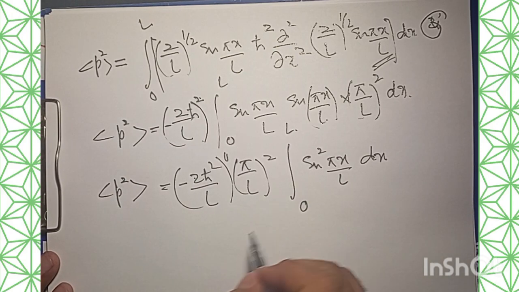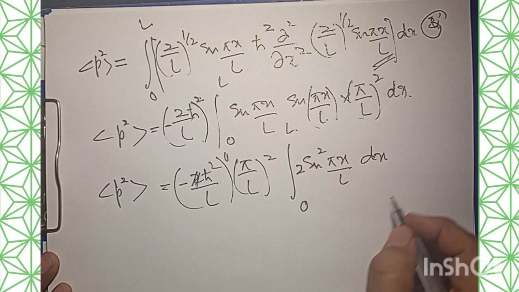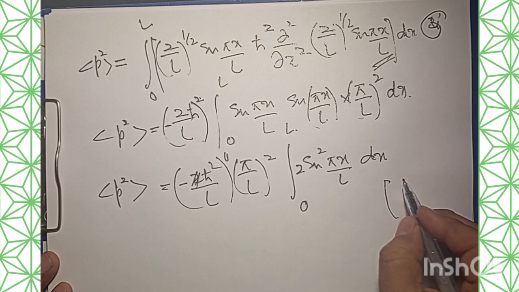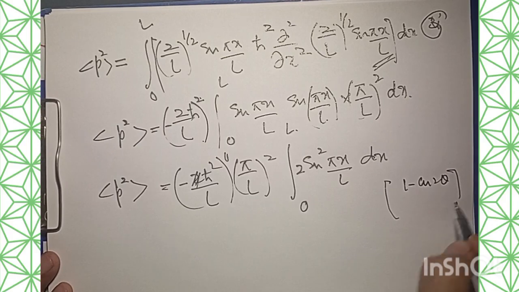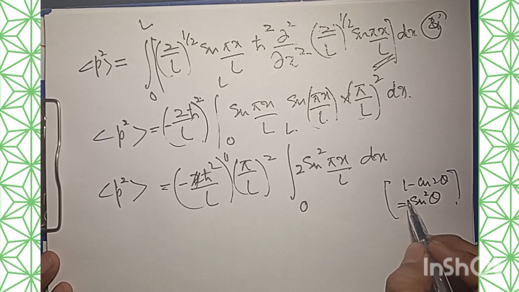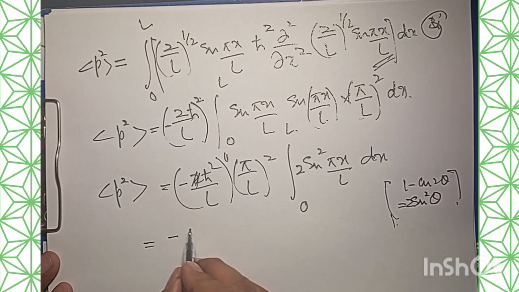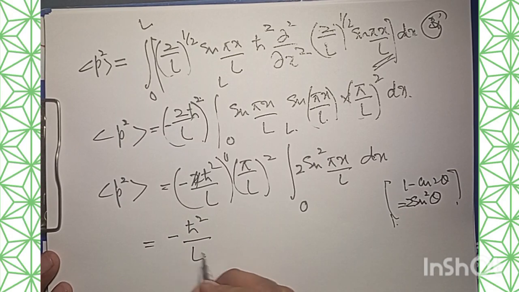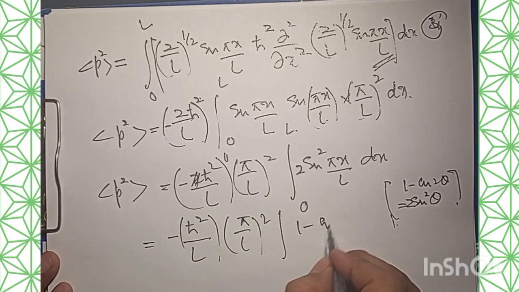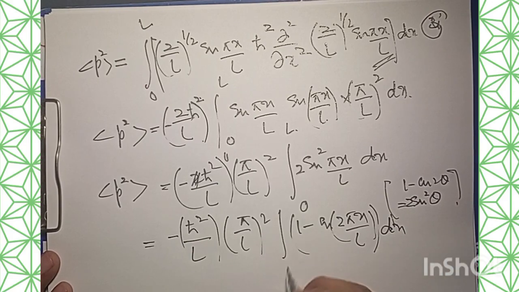I would like to take this 2 inside, so what I'll have is twice sine square theta dx. Here I can use the formula: twice sine square theta is simply 1 minus cos 2 theta. So instead of this 2 sine square theta, what I'm left with is minus h cross square by L, then pi by L whole square, and then 1 minus cos 2 pi x by L, and this whole thing over dx from 0 to L.